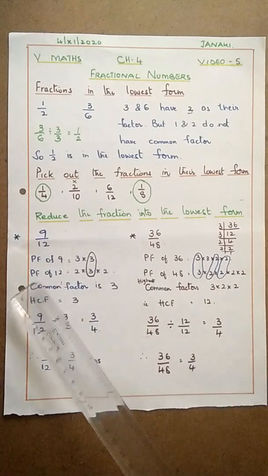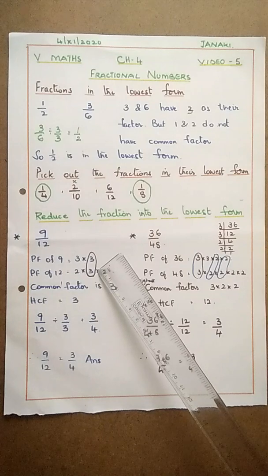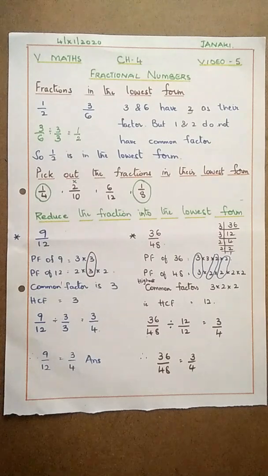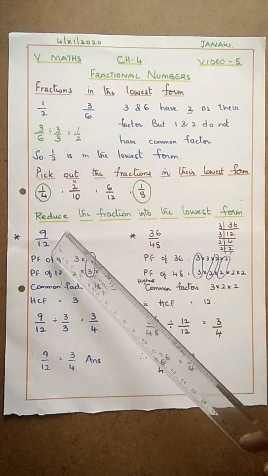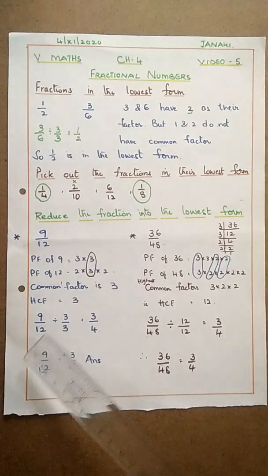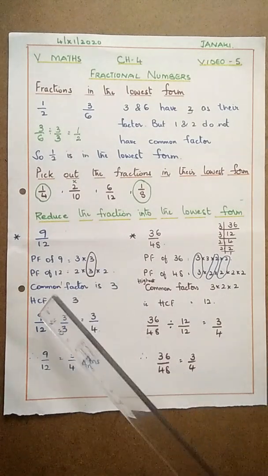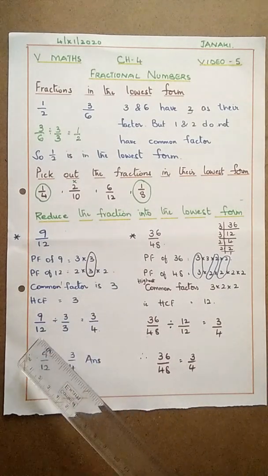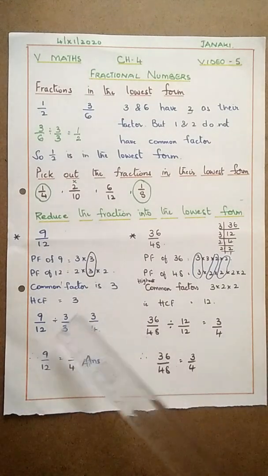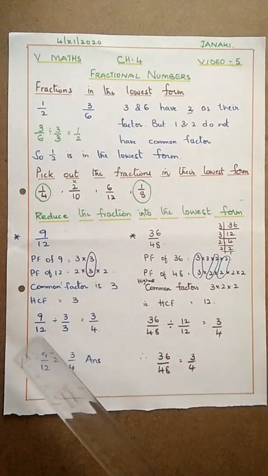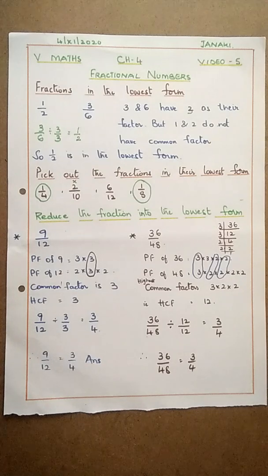So here I have found, what is the common factor here? 3. This common factor itself is called the HCF of 9 and 12. Now, 9 by 12 can be divided, numerator and denominator, by 3, so that 3 goes 3 times in 9 and 3 goes 4 times in 12. So, when you divide 9 by 12 by 3 by 3, you get 3 by 4. So 9 by 12 is equal to 3 by 4. That way you can reduce it to the lowest form.